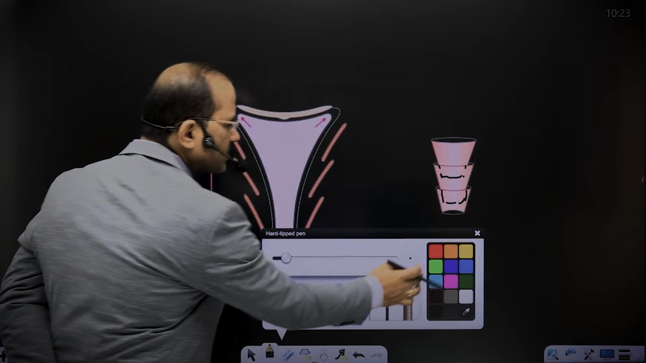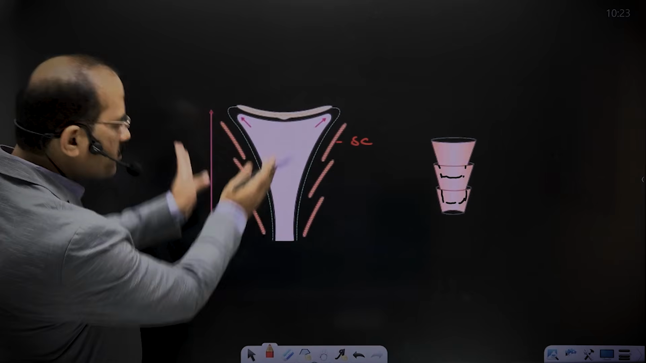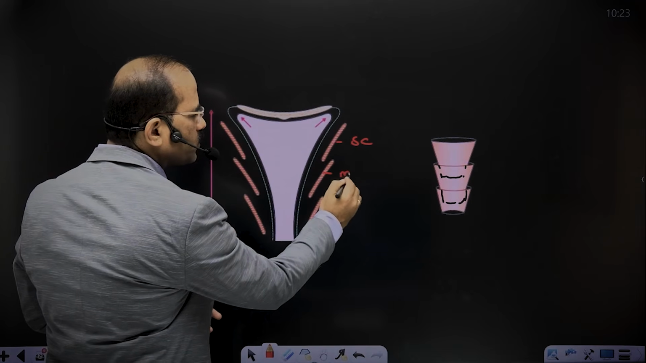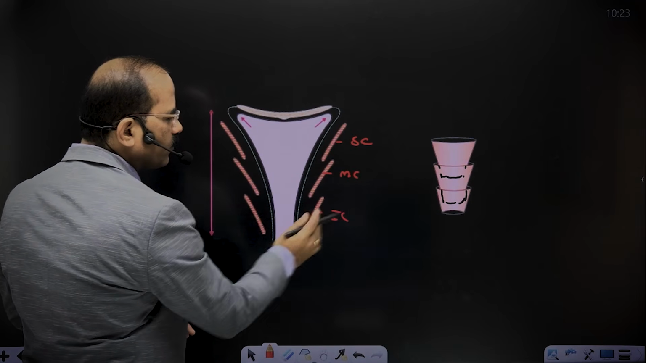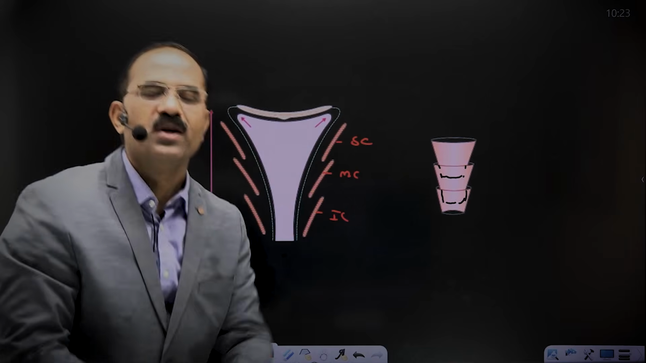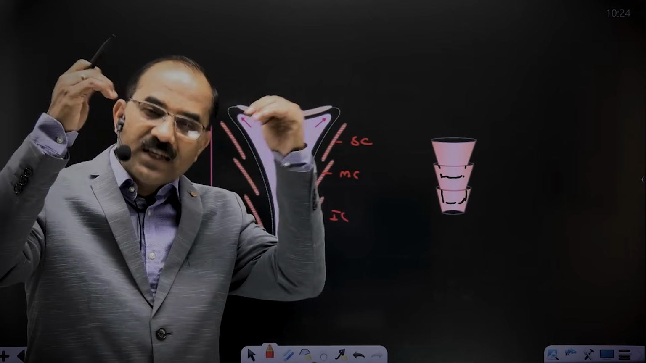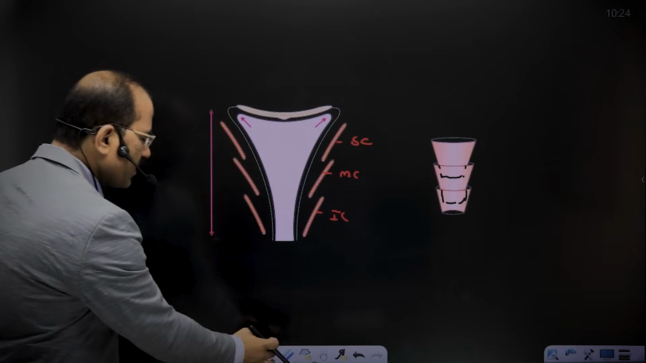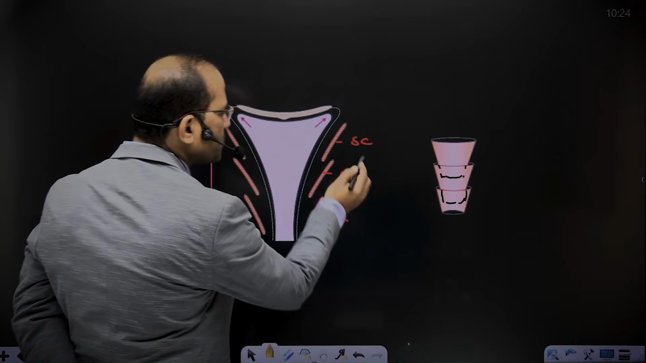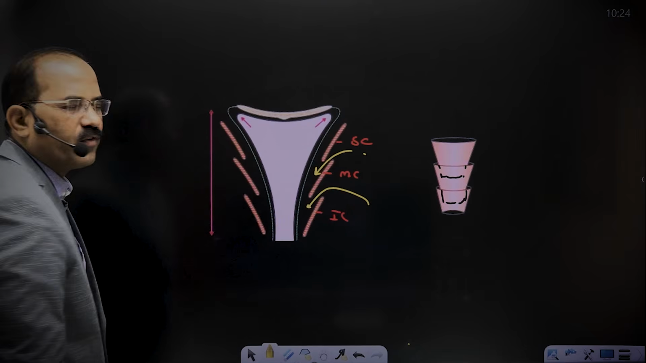So what is this constrictor going to be? That's the superior constrictor. And you can see how the middle constrictor is going to overlap the superior constrictor and how the inferior constrictor is going to overlap the middle constrictor. Are you following this? So when they overlap each other, there is a space between them. Look, there's a gap here. There's a gap between the superior and the middle constrictor. There's a gap between the middle and the inferior constrictor.